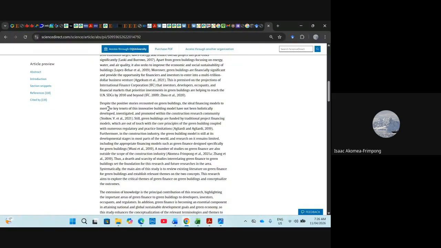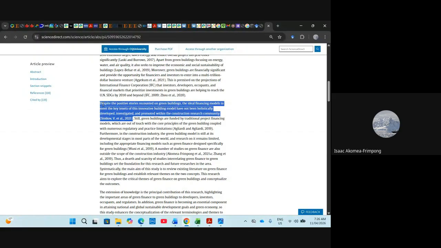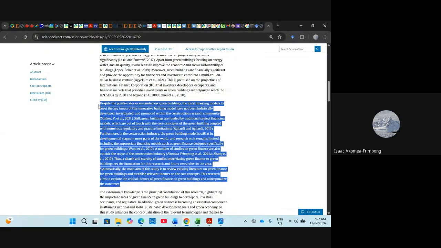Despite the positive stories recounted on green buildings, the ideal financing models to meet the key tenets of this innovative building model have not been holistically developed, investigated, and promoted within the construction research community. So this is where I started recounting or narrating my problem. You start with words like despite, however, even though. That's how you start your problem statement. So this second section is my problem statement.